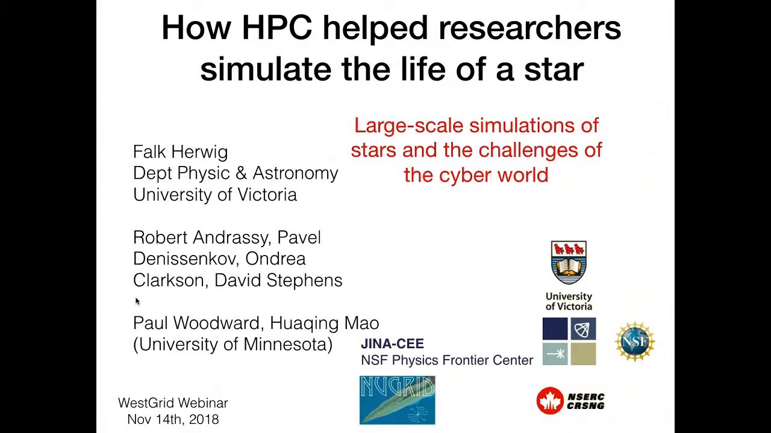We have a group here at the University of Victoria that is involved in this work. Robert Endresy is a CETA National Fellow. Pavel Denisenkov is a Senior Research Associate. Amir Toxin and David Stevens are graduate students. Then we have our collaborators at the University of Minnesota. Paul Woodward has been the principal co-developer for the PPM STAR hydrodynamics code, and he is supported by a graduate student, Ching Mao.